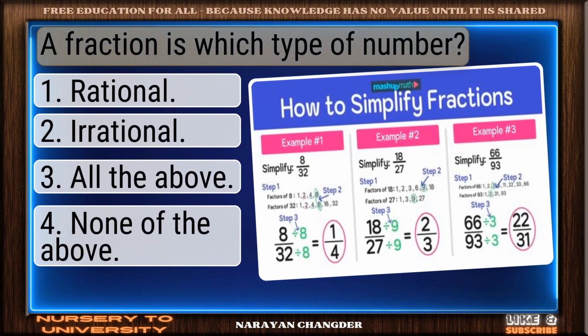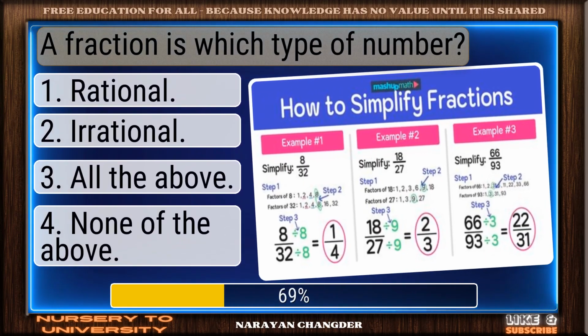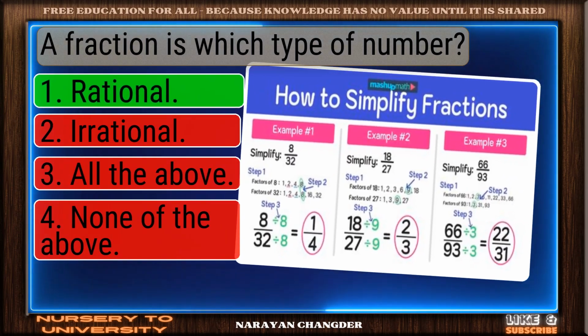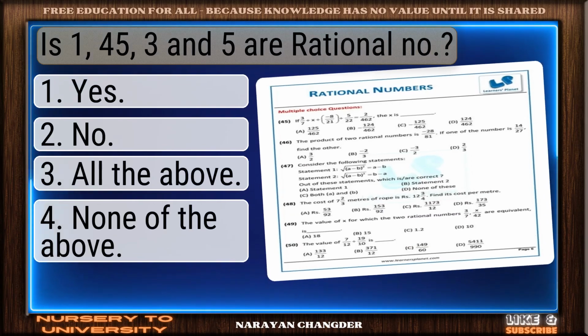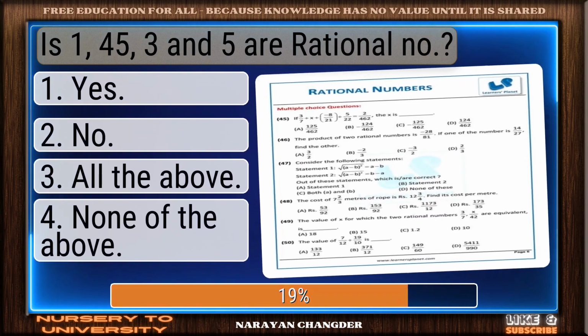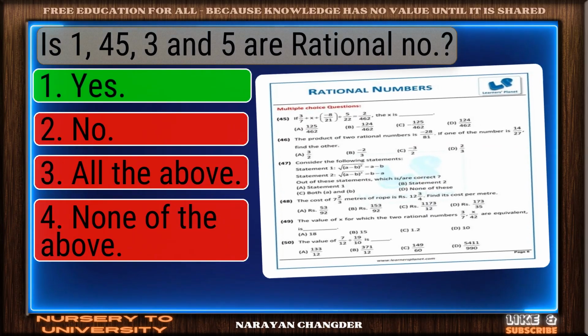Question number 84. A fraction is which type of number? Strong choice. Rational is the right answer. Question number 85, are 1/45, 3 and 5 rational? No. Valid point. Yes is true.